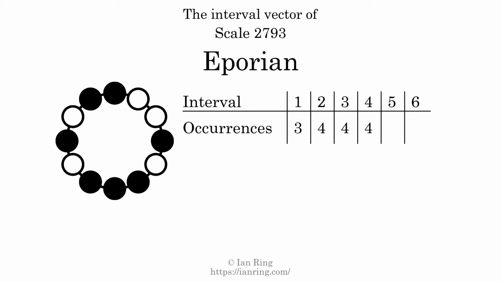There are 4 intervals with the size of 4 semitones. They are here, here, here, and here. There are 3 intervals with the size of 5 semitones. They are here, here, and here. There are 3 intervals with the size of 6 semitones. They are here, here, and here. Each interval does not appear in this scale a unique number of times, so this is not a deep scale.